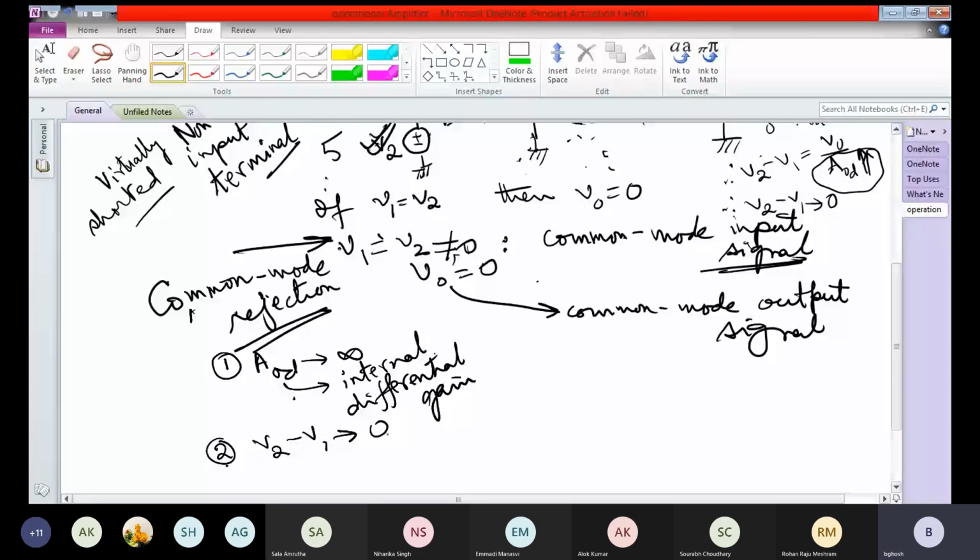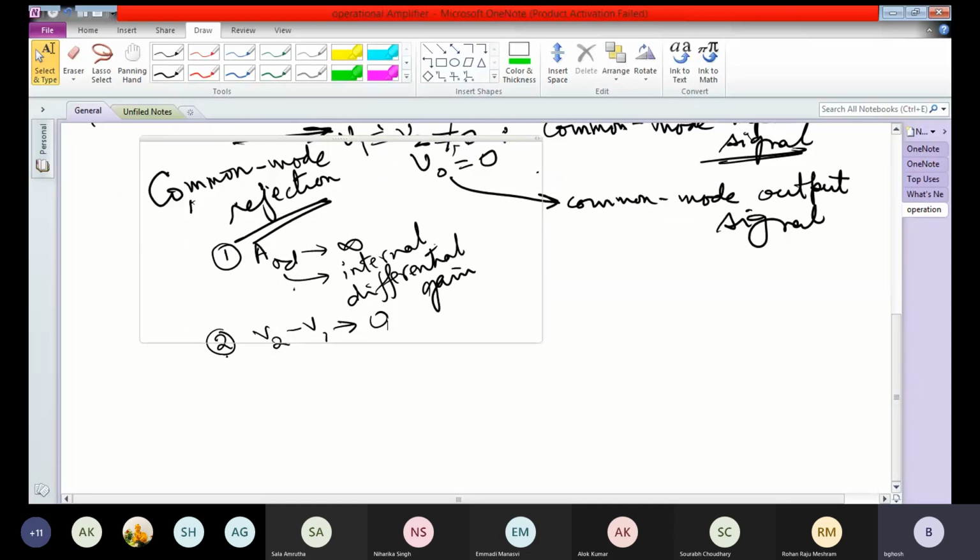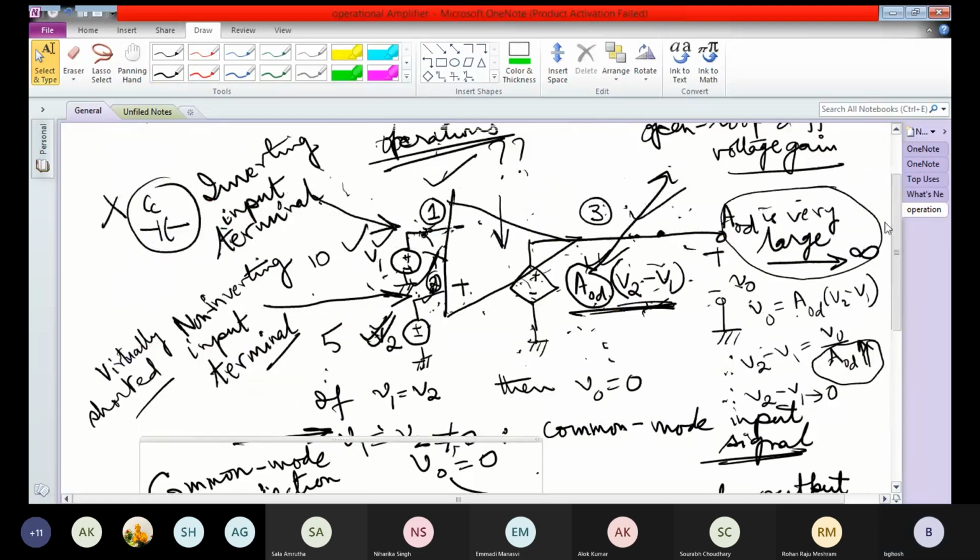The other important characteristic of the operational amplifier is the input impedance, the effective input resistance. I should say resistance because it is resistive. The input resistance looked at the operational amplifier, that is the resistance looked upon by this voltage source and the resistance looked upon by this voltage source, they are both infinite. So the input resistance to the operational amplifier is infinite.